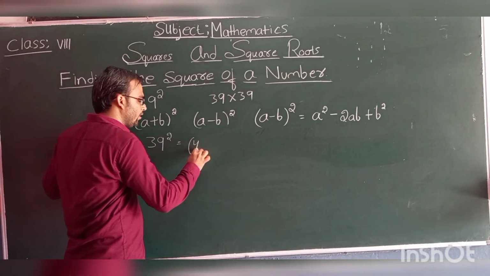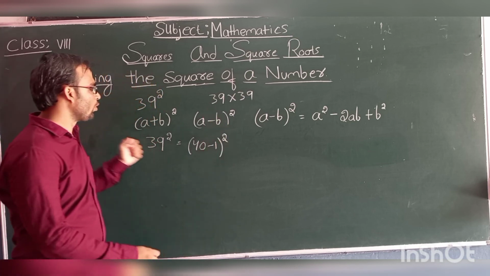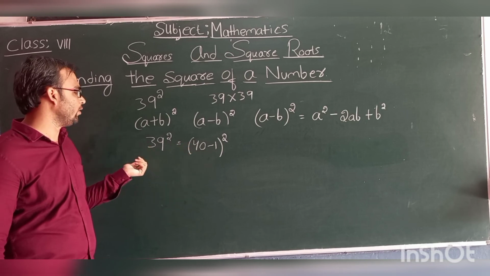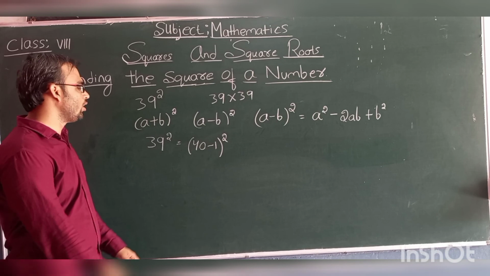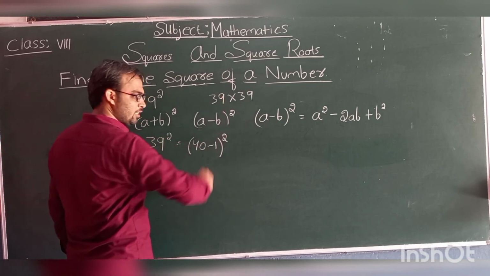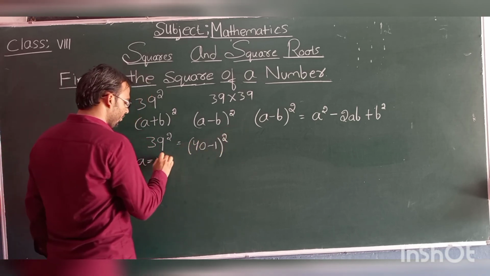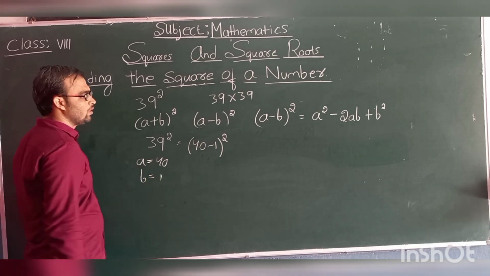Look here, 39 can be written as 40 minus 1. What is 40 minus 1? 39 only, no? So we have written 39 square as (40 minus 1) whole square. And now look here, (40 minus 1) whole square, (a minus b) whole square. So in place of a, what is there? 40. And in place of b, what is there? 1.